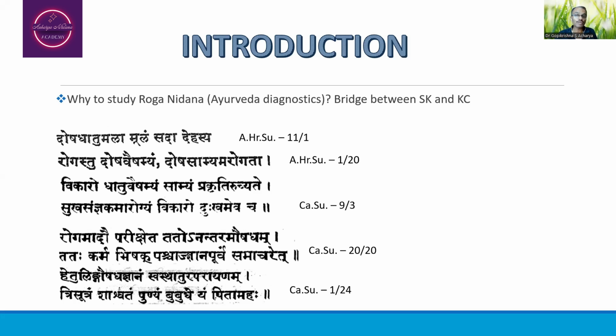So when we say Trisutra Ayurveda is 100%, 66% is considered to come under the purview of Roga Nidana and Vikriti Vigyan. This highlights the importance of Roga Nidana as such.